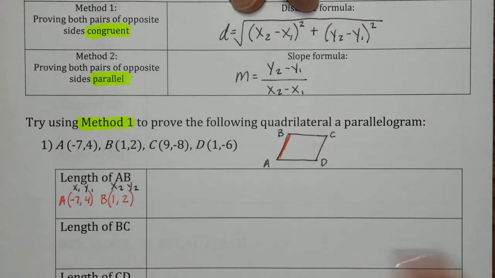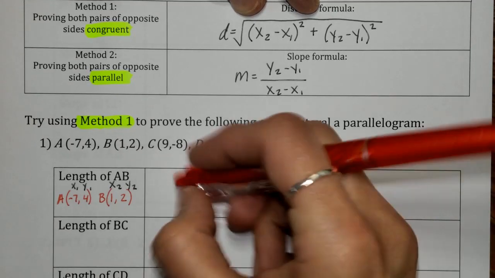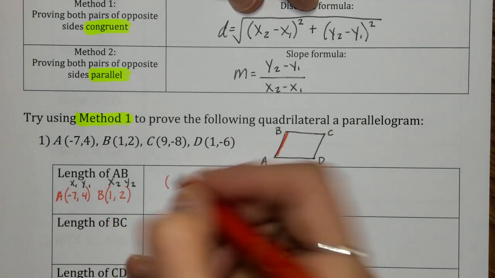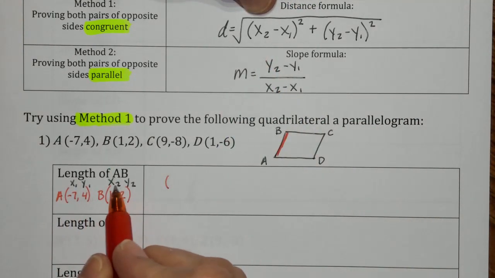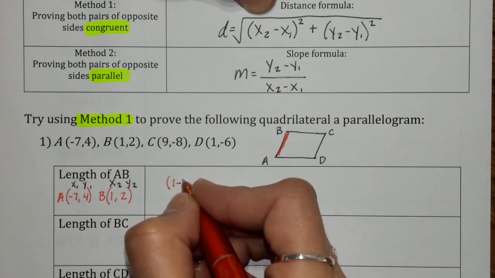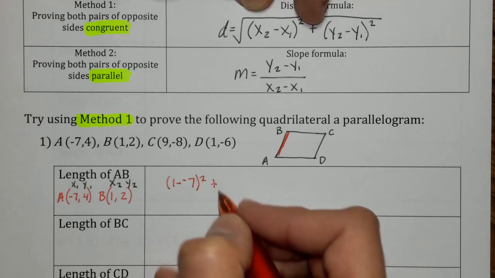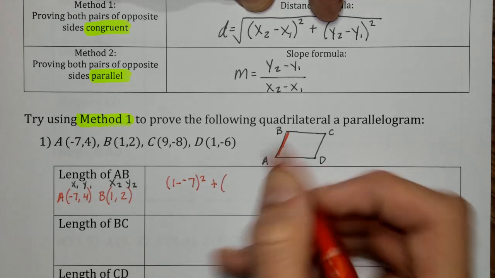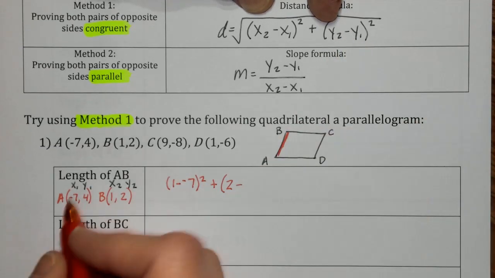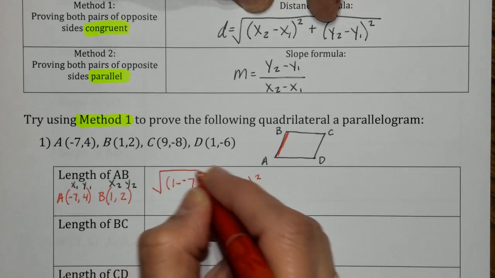So right here for AB, I'm going to put the radical sign here at the very end. Actually, let's move it over a little bit and write a little smaller. We're going to have x2, which is 1, minus x1, -7. Make sure you put that negative there. Close parentheses squared, plus, open up parentheses, y2, 2, minus y1, 4, all squared. Then we want to make sure we do not forget that radical sign.